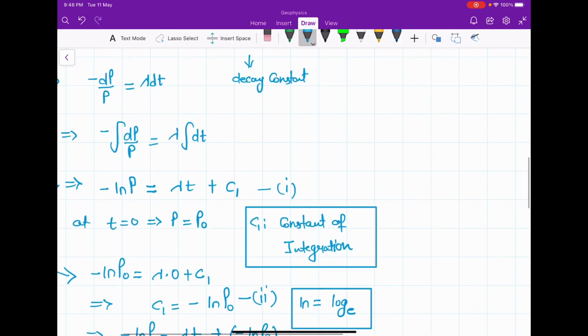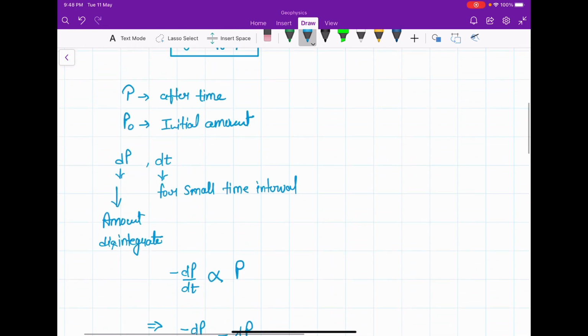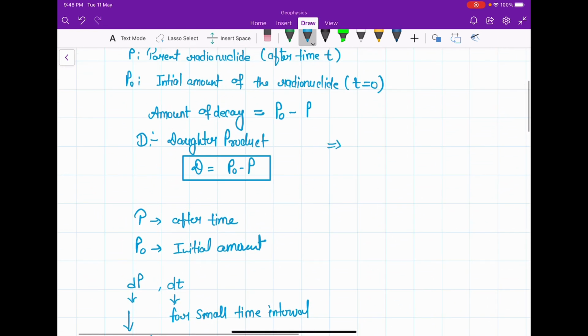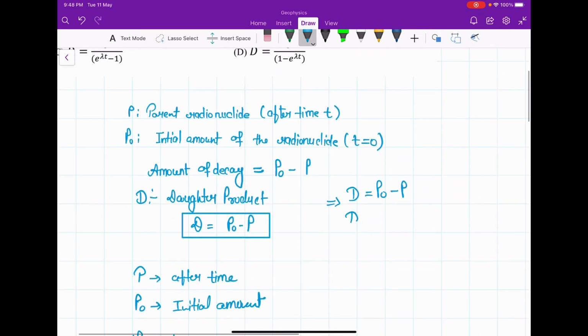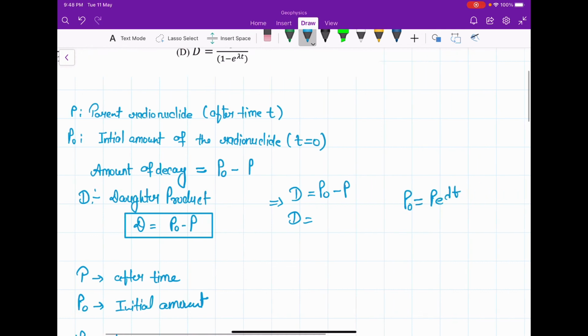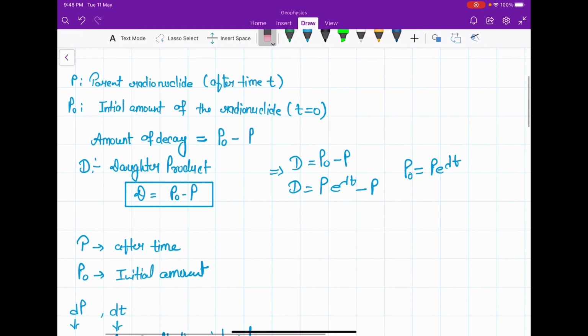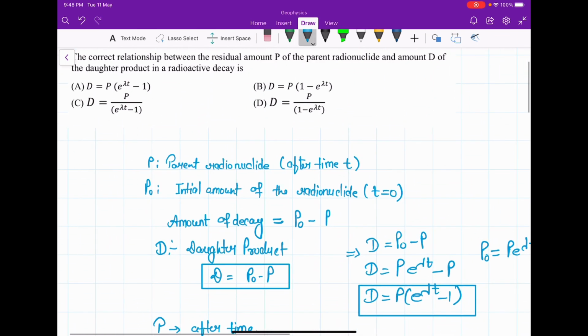Now from this equation, D equals P naught minus P. If we put the value of P naught, which is P e to the power lambda t, that will give P e to the power lambda t minus P. If we take P common, that will give P into e to the power lambda t minus 1. So the expression will be P into e to the power lambda t minus 1. So option A will be correct.